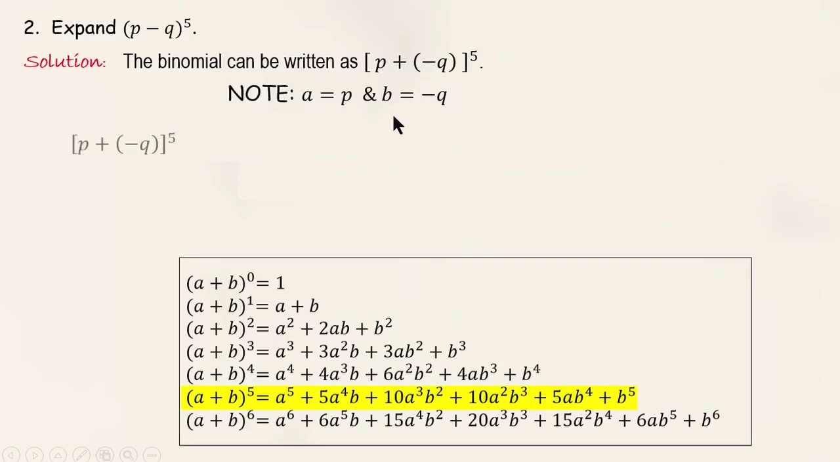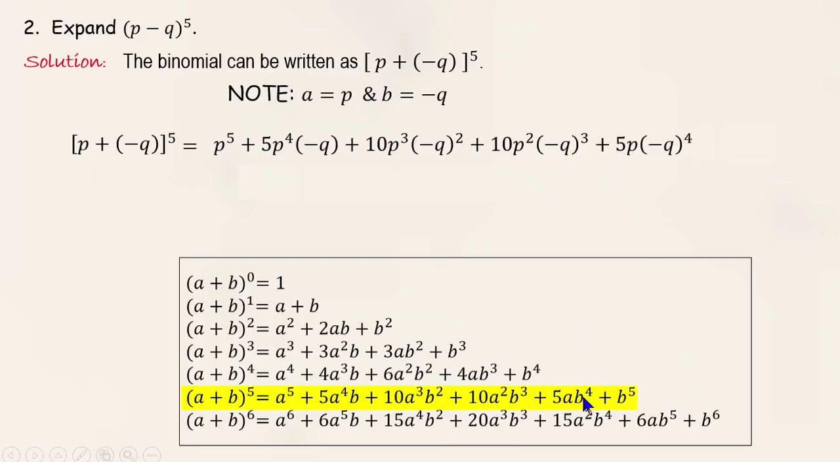So p plus negative q quantity raised to 5 is equal to a raised to 5, or p raised to 5, since we let a be equal to p, plus 5a raised to 4, which is 5p raised to 4, times b, which is negative q, plus 10a raised to 3, which is 10p raised to 3, times b squared, which is negative q raised to 2, plus 10a squared or 10p squared, times b raised to 3, which is negative q raised to 3, plus 5a or 5p times b raised to 4 or negative q raised to 4, plus b raised to 5, which is negative q raised to 5.